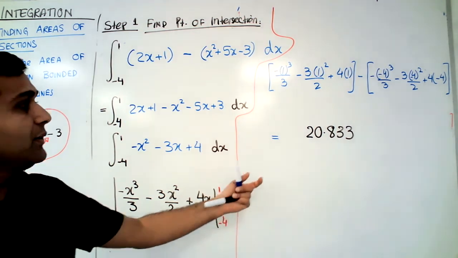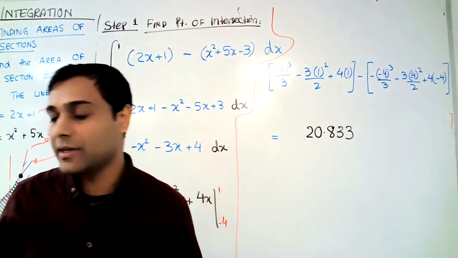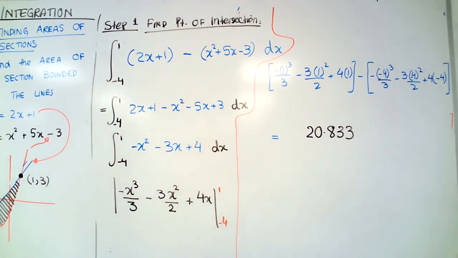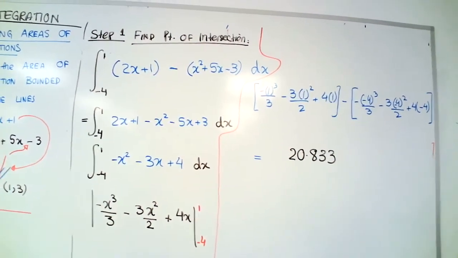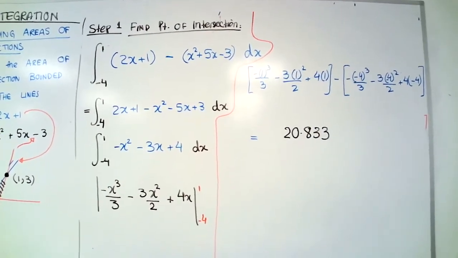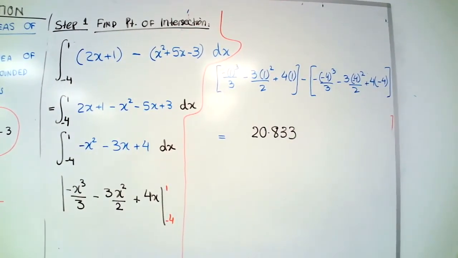When you put that in, you will get this answer, 20.833. Now this is the area under the curve. You can leave it like that, or you can put it as a fraction, which is going to be 125 over 6. It's your choice.